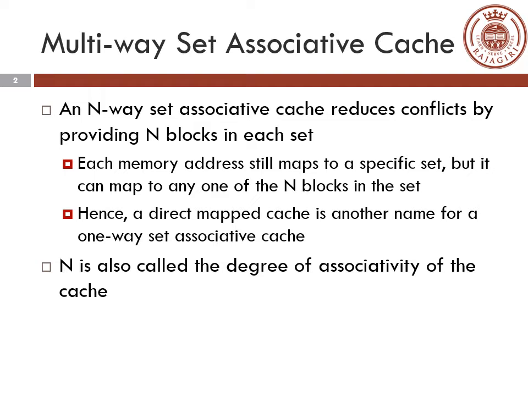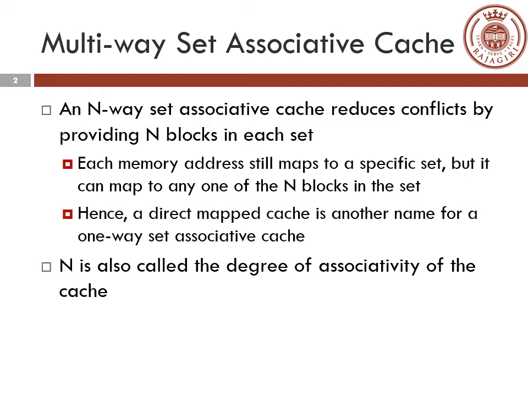Now this n can be 1. If the n value is 1, it means it is a direct map cache. If you have n as 2, it means in a particular set you can have 2 blocks. If n is 3, in a particular set you can have 3 blocks. If n is 4, a particular set can have 4 blocks. So if n is 1, a particular set can have only one block, which is the same as direct map cache. In general you can say it is multi-way set associative or n-way set associative.